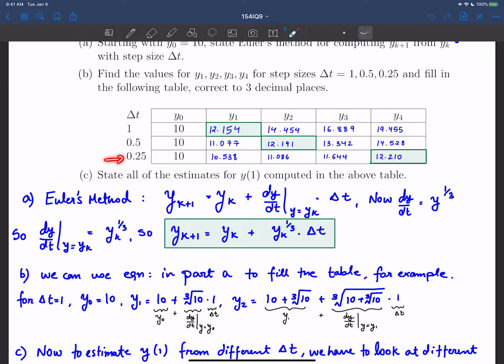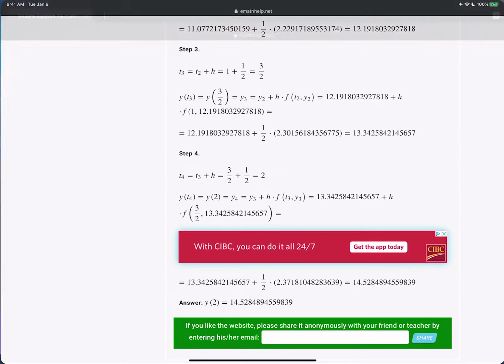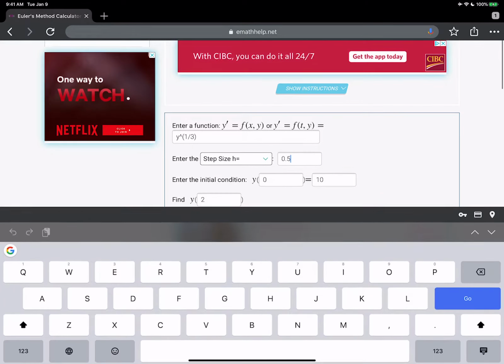Then for 0.25, as you can guess, it's going to be very similar. But now because we're stepping in 0.25 and starting at 0, we're going to go up to 0.25, then 0.5, then 0.75, and then 1. So basically we need a y of 1 value here. We're going to go back to the calculator and edit that. We're going to change our step size to 0.25.